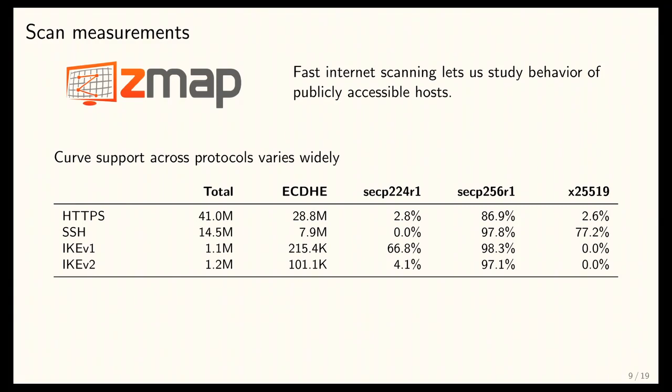To measure the support for individual curves here, as a client we sent a client hello offering only a single curve at a time and saw which servers would talk to us with this curve. You can see that secp256r1 is the most popular curve across all of these protocols. This is one of the NIST standardized curves. secp224r1 also has some pretty widespread support in IKEv1, but not so much in the other protocols. And at the time of our measurements, Curve25519 has a lot of support in SSH and increasing support in HTTPS.